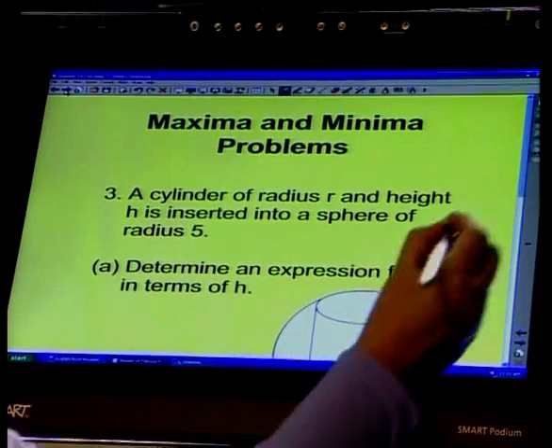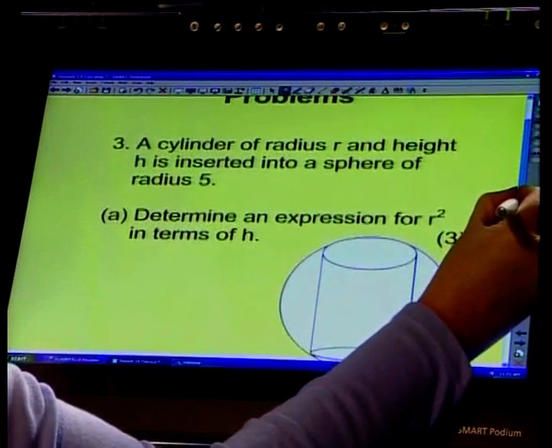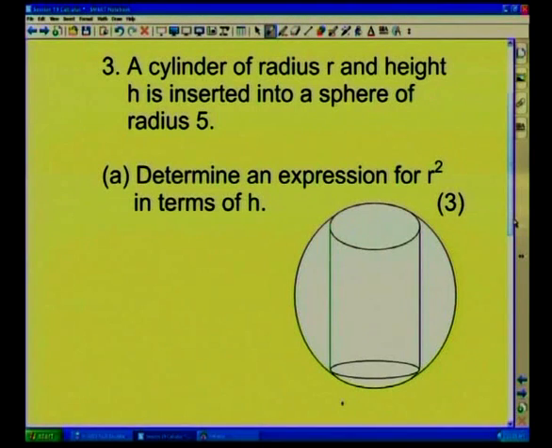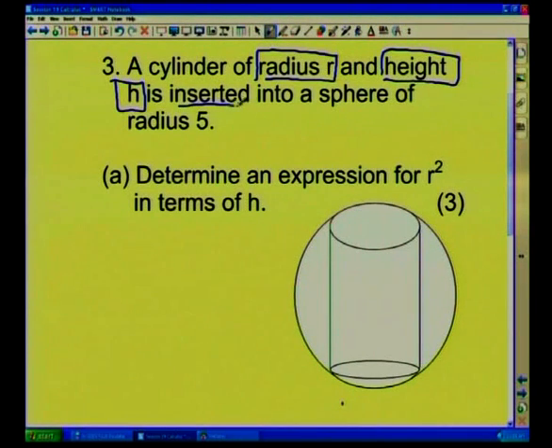So let's look at another question. Right, this one's a little bit more intricate in that the drawing gets a little hectic. It says a cylinder of radius r and a height of h, let's highlight that, is inserted into a sphere of radius 5.